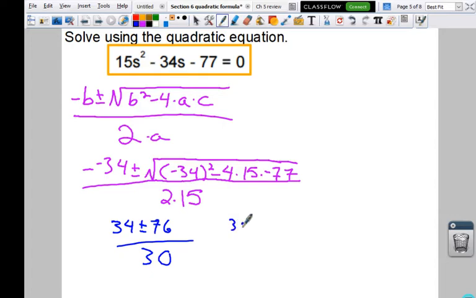So I'm going to go 34 plus 76 divided by 30. And I'm going to go 34 minus 76 divided by 30. And let's see how well you guys did.